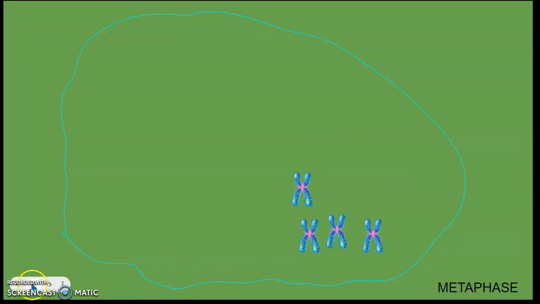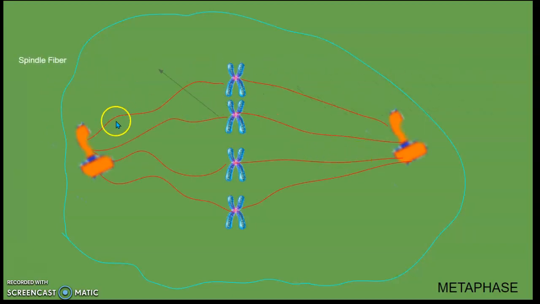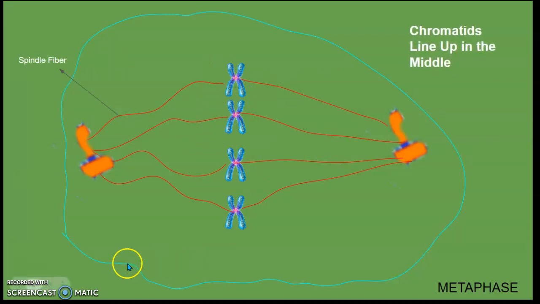The fifth phase of the eukaryotic cell cycle is metaphase. So in this phase, what happens? During metaphase, the sister chromatids line up at the equator or center of the cell, as you can see here, and after that, the spindle fibers attach to the centromere of each pair of sister chromatids. So these are the spindle fibers, and they attach to each pair of sister chromatids.